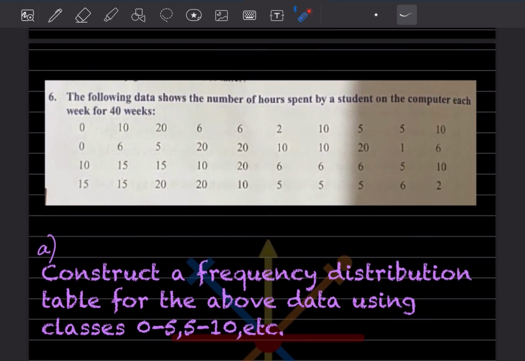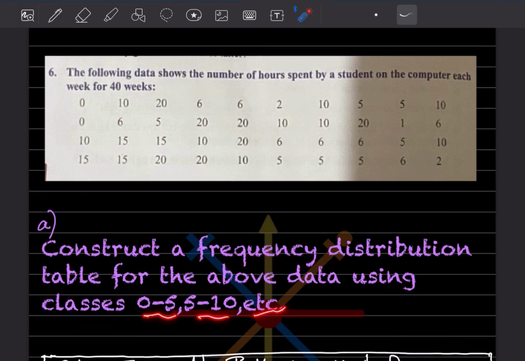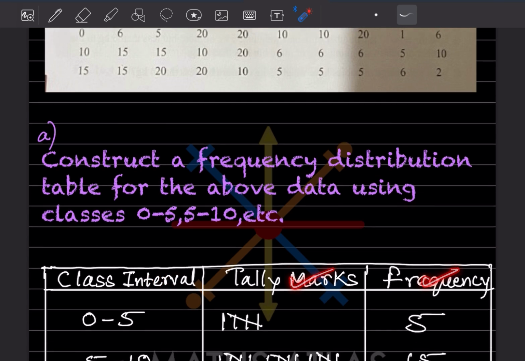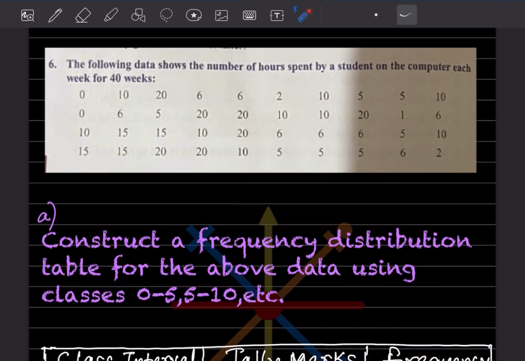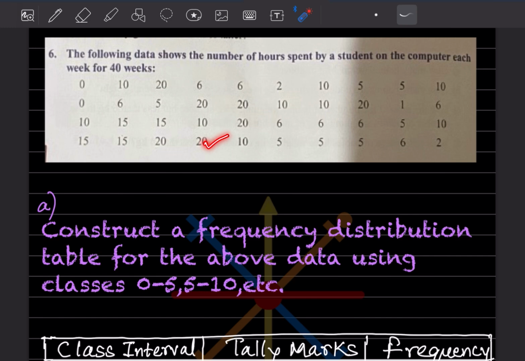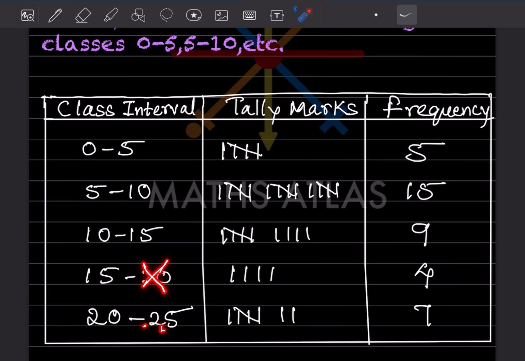The following data shows the number of hours spent by a student on the computer each week for 40 weeks. So this is the list given. You have to construct a frequency distribution table for the above data using classes 0 to 5, 5 to 10 and so on. So this is the class interval, or you can write observation, tally marks and frequency: from 0 to 5, 5 to 10, 10 to 15. And the last number you can see here is 20. So we have to write 20 to 25 also, because we don't consider this 20 in the previous class, and here we have 20.